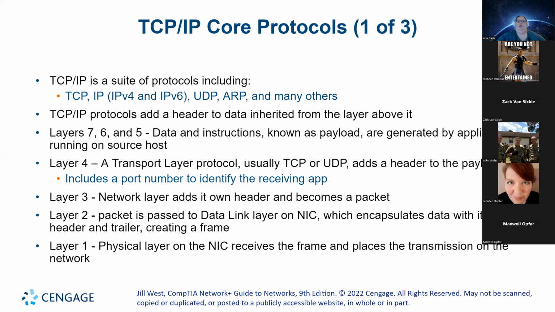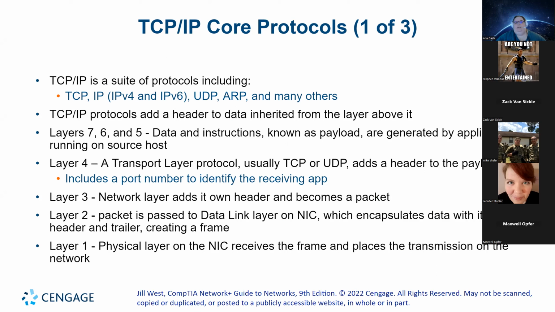So this is a little bit of, they like to repeat a lot of things so that you remember them. So different protocols here. There's TCP/IP, and this is a suite of protocols that includes the IPv4 and 6 that we talked about, UDP, ARP, and there's a bunch of others that go in there. TCP/IP protocols add a header to the data inherited from the layer above it. Remember that OSI layer thing? They add a header to the data inherited from the layer above it.